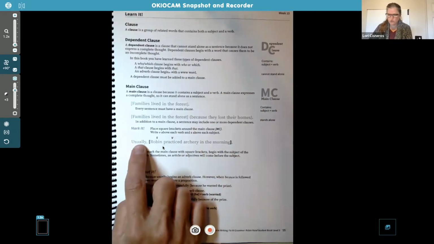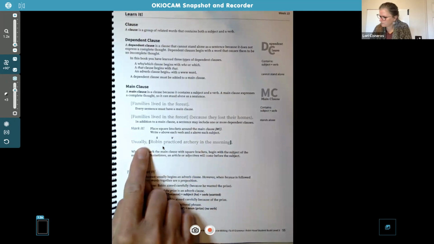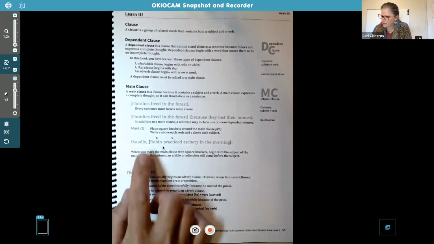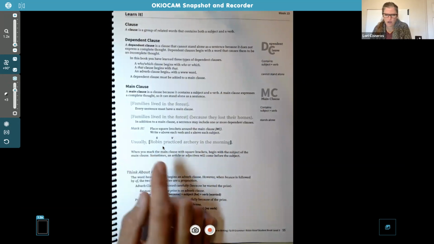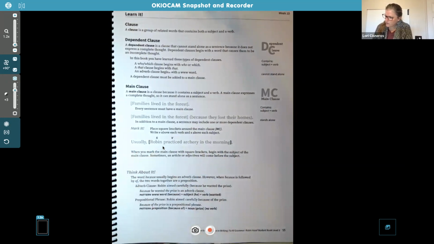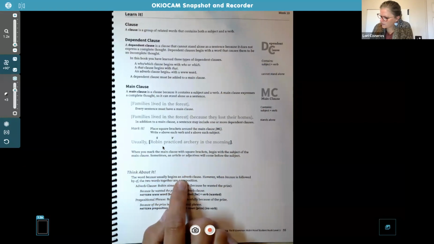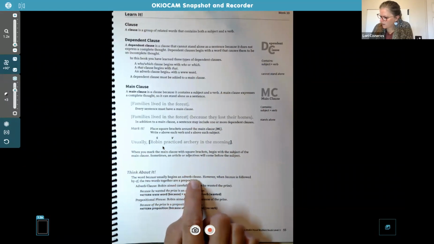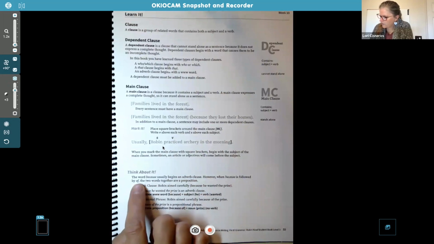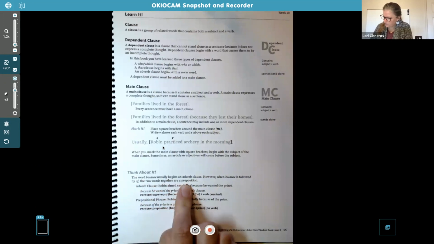So here we have an extra word that came before, and sometimes that's there, and that's fine. Okay, and that's an adjective actually describing how often, usually, Robin practiced. Down here, think about it. The word because usually begins an adverb clause. However, when because is followed by of, the two words together are a preposition.